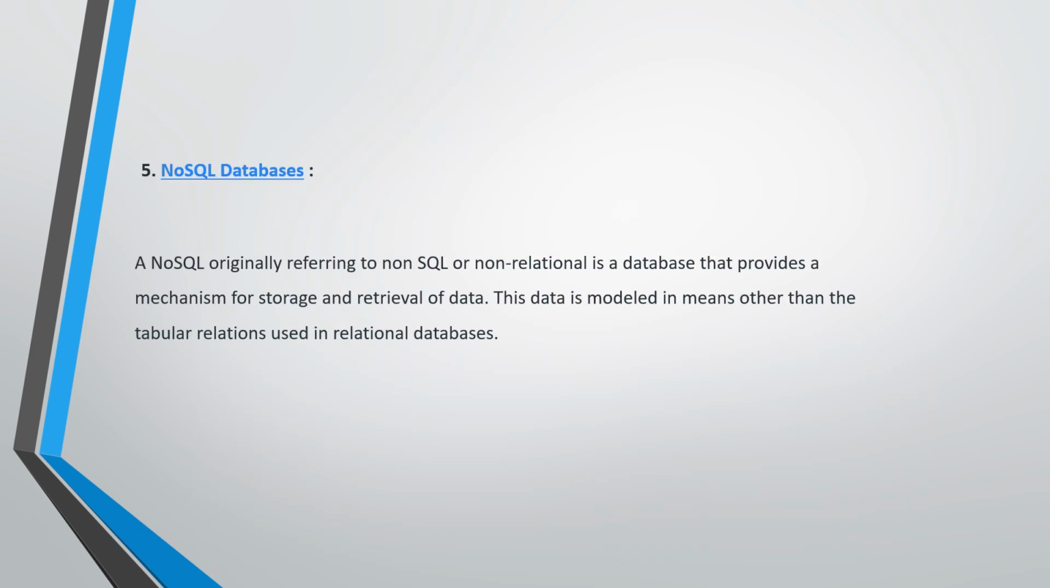The last category is NoSQL. NoSQL means non-SQL, which means non-relational. It is a database that provides a mechanism for storing and retrieving data in the databases. This data is modeled by means other than the tabular relations used in relational databases. So this category we call non-SQL databases.